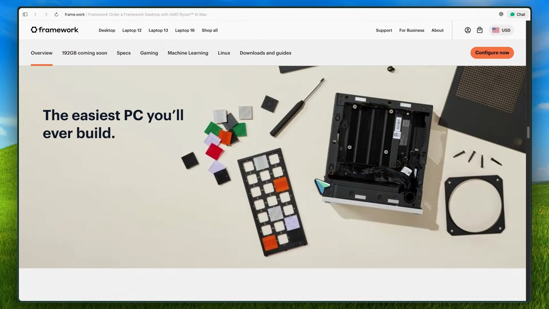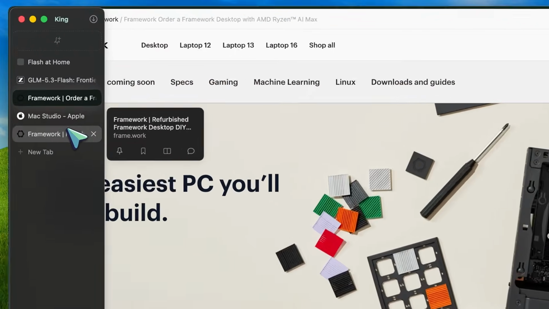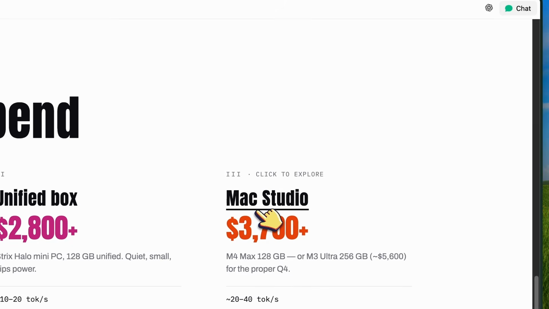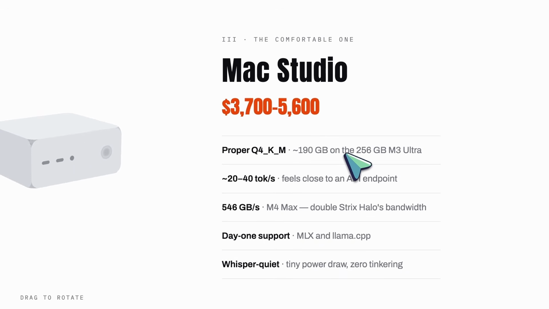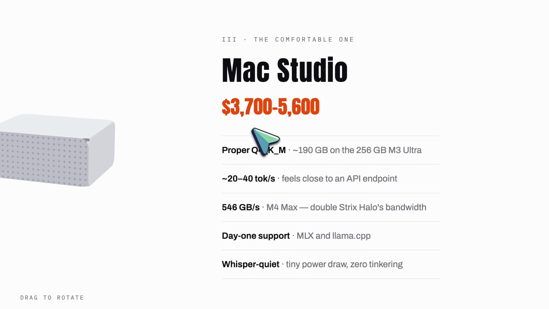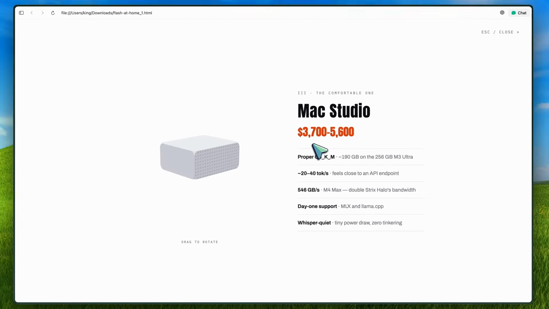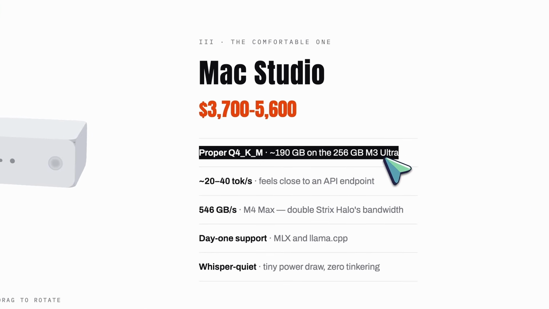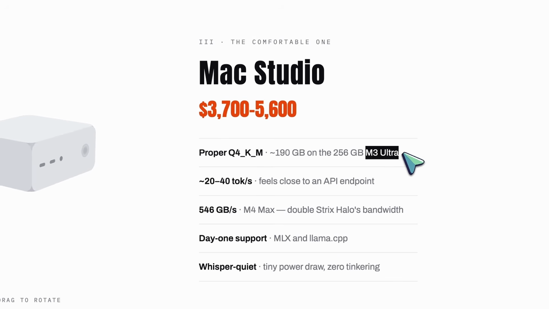The third path is the comfortable one, at $3,700 to $5,600, a Mac Studio. The M4 Max with 128 gigs is around $3,700 and has double the memory bandwidth of Strix Halo, so it's noticeably faster on the same quant. And if you want to run the proper Q4 quant, the one that needs around 200 gigs, you're looking at an M3 Ultra with 256 gigs of unified memory, which is in the mid-5,000s.